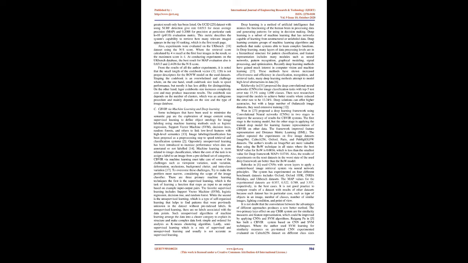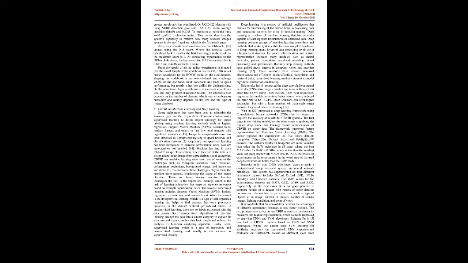There are three primary machine learning techniques. The first is supervised learning, which is the task of learning a function that maps an input to an output based on example input-output pairs. The favorite supervised learning methods include support vector machine, SVM, logistic regression, decision tree, and random forest. The second is unsupervised learning, which is a type of self-organized learning that helps to find patterns that were previously unknown in the dataset without pre-indexed labels.